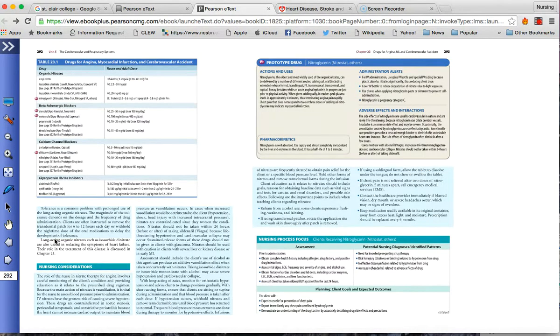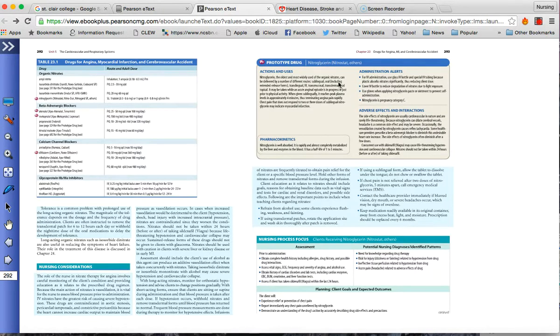All right, this just talks about tolerance. In the clinical setting, what you'll notice on the MAR is that it'll talk about taking the patch off at night. Maybe you're applying the patch at 9 in the morning, but then it'll say at 9 o'clock at night you need to take it off. That's to decrease the incidence of tolerance, because the body will build up a tolerance to the medication. And spend some time looking at these prototype drugs.